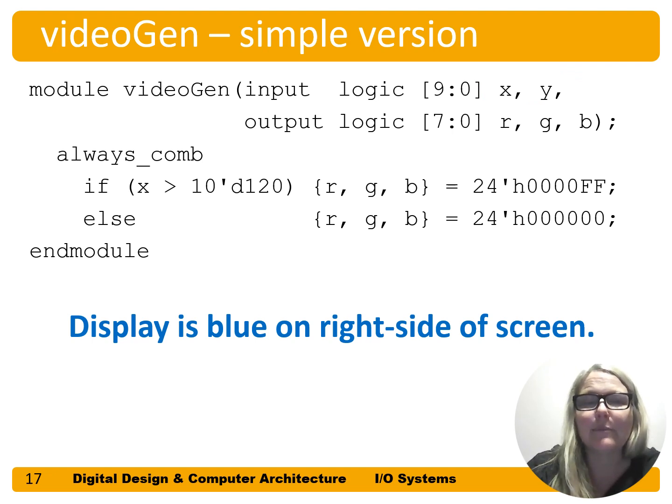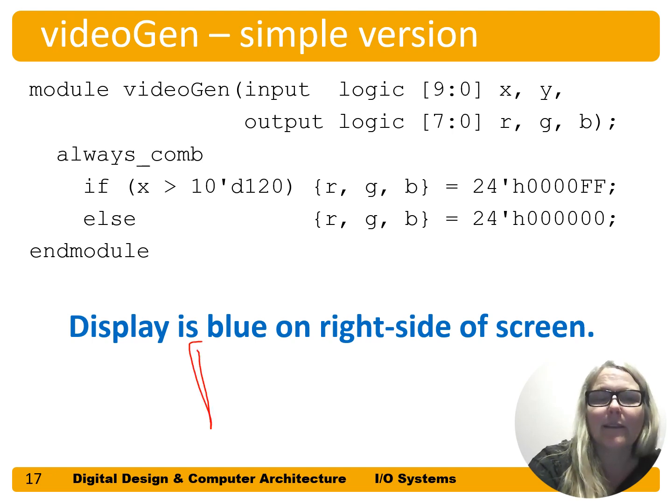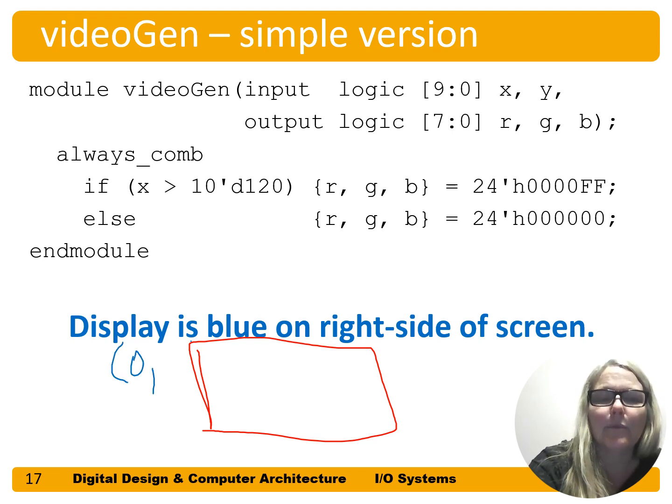So this is displaying blue on the right side of the screen. So, for example, if that were our screen, it's going to say, hey, if X, so X is 0 and Y is 0 starts here. So that's the 0, 0 point right here.